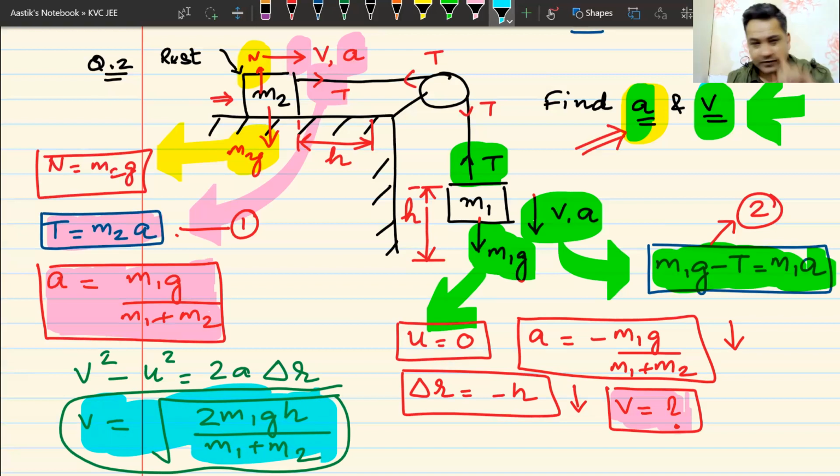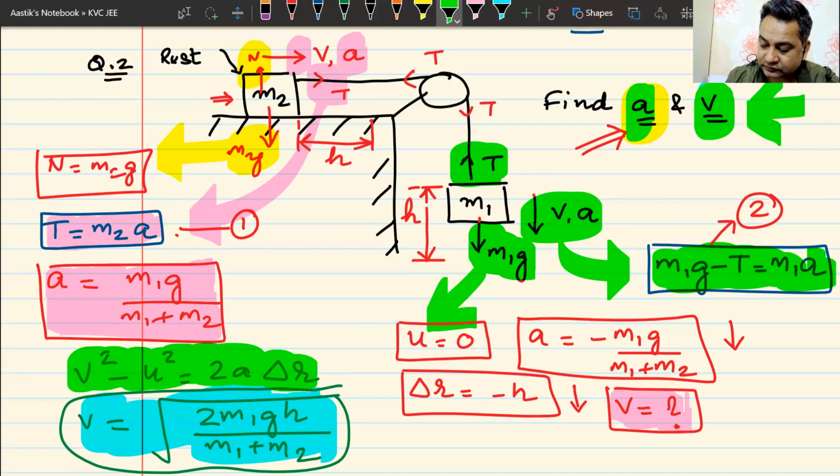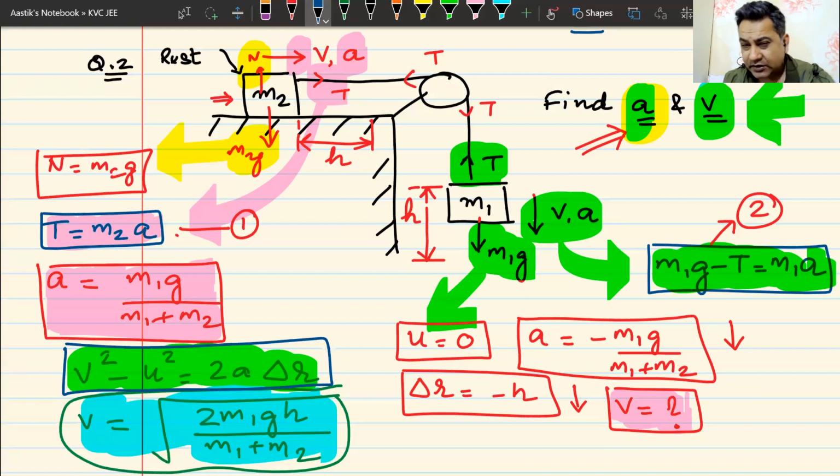Also remember from the previous class, I had given you additional information that this equation, the green equation, I had written in a different way, and I told you that this equation is nothing but what?